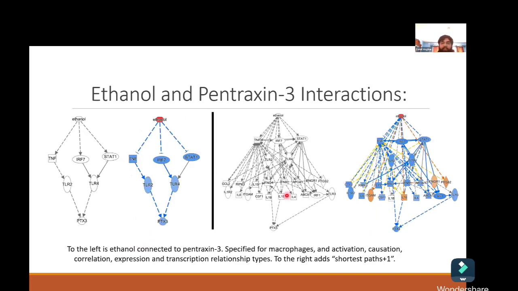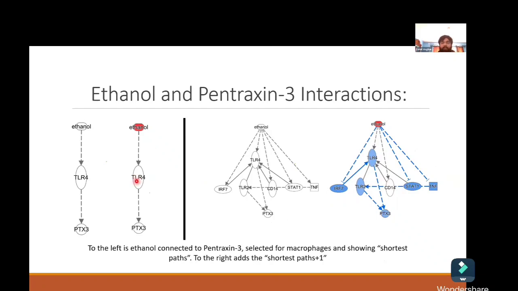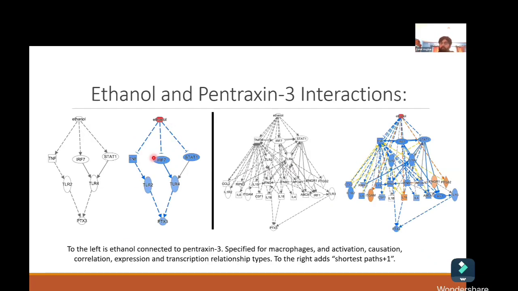Additionally, I wanted to also analyze specifying for specific relationship types, namely activation, causation, correlation, expression, transcription, and seeing what effect that might have on the results. And there was a clear difference. There were far more intermediary nodes when we compare it to just all relationship types. When you specified for relationship types here, we saw far more intermediary nodes. So that was just something interesting that I found in the analysis as well.